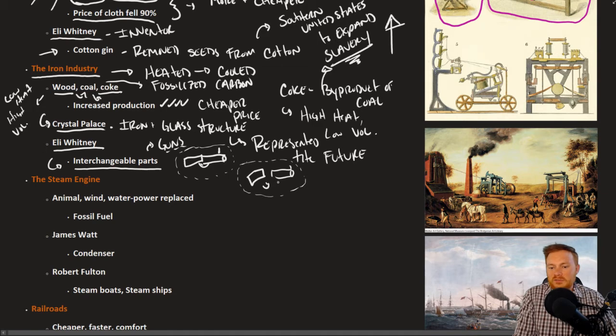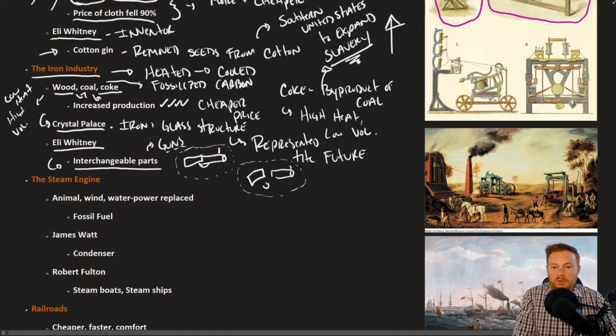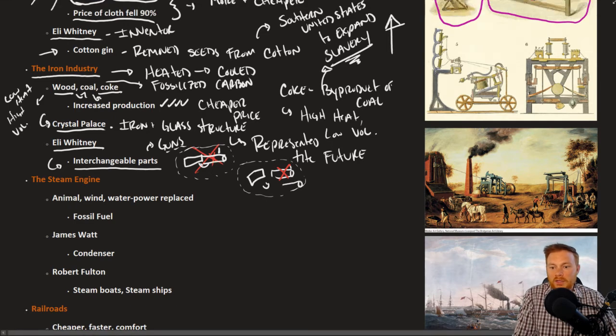Eli Whitney said, instead of making uniform pieces, why don't manufacturers make their products a series of parts? That way, if one gets broken, and this was a problem, for example, let's say the barrel of the gun blows up. In this case, you have to replace the whole gun. If the barrel of the gun blows up in this instance, all you have to do is replace the barrel of the gun. And this made goods a lot easier to repair.